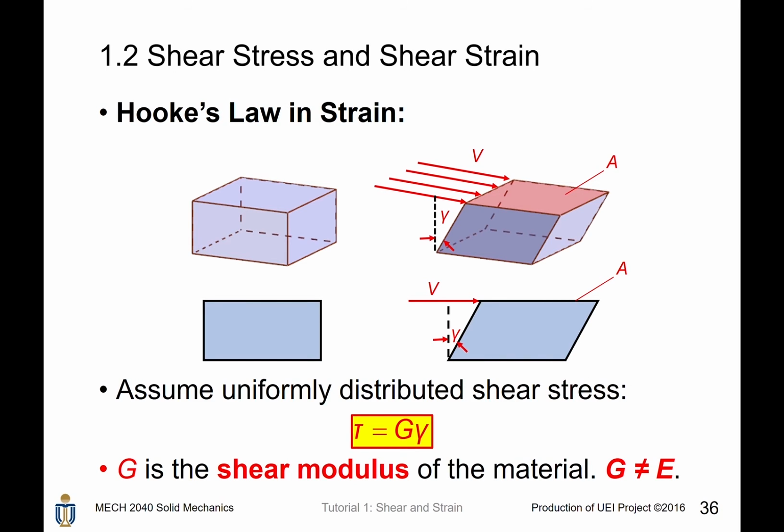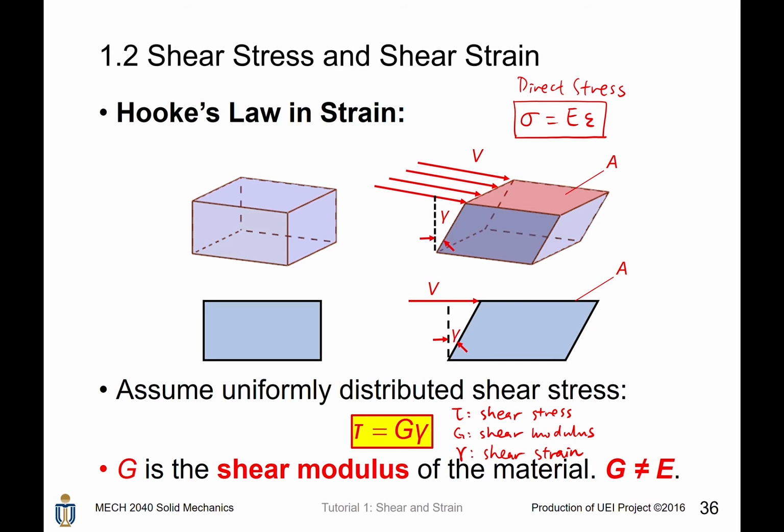Now let's talk about Hooke's law in shear. Just now in the direct stress part, we know that Hooke's law is given by sigma equals E epsilon. This is Hooke's law in direct stress. Since we are talking about shear stress, it has another Hooke's law, concerning the shear stress and the shear strain. Assume your shear force is evenly distributed over the entire region, so that you have a uniformly distributed shear stress. Hooke's law in shear is given by tau equals G gamma. Tau is the shear stress, G is the shear modulus, gamma is the shear strain.